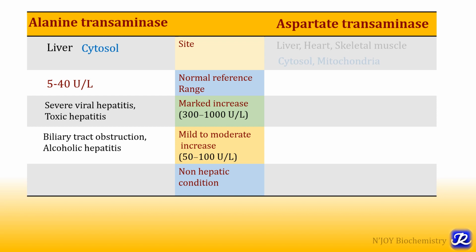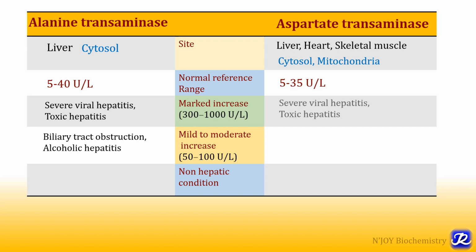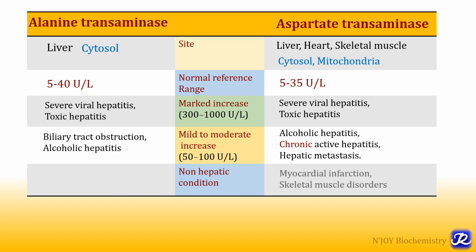Now coming to aspartate transaminase, AST, it is present not only in the liver, it is also present in the heart, skeletal muscle, etc. And it is present both in the cytosol as well as mitochondria. The normal range is about 5 to 35 units per liter, and a marked increase is seen in severe viral hepatitis or toxic hepatitis as with ALT, and a mild to moderate increase is seen in alcoholic hepatitis, in chronic active hepatitis, and in hepatic metastasis. So in all these conditions, increased AST can be seen.